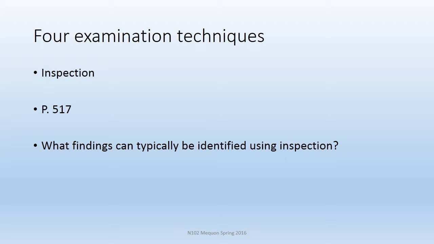What findings can typically be identified through this examination technique? Well, nurses will use inspection to evaluate moisture of skin, also the color and texture of body surfaces, as well as the shape, position, size, color, and symmetry of the body. Your book also mentions that other senses also fall under the category of inspection, such as olfactory and auditory.